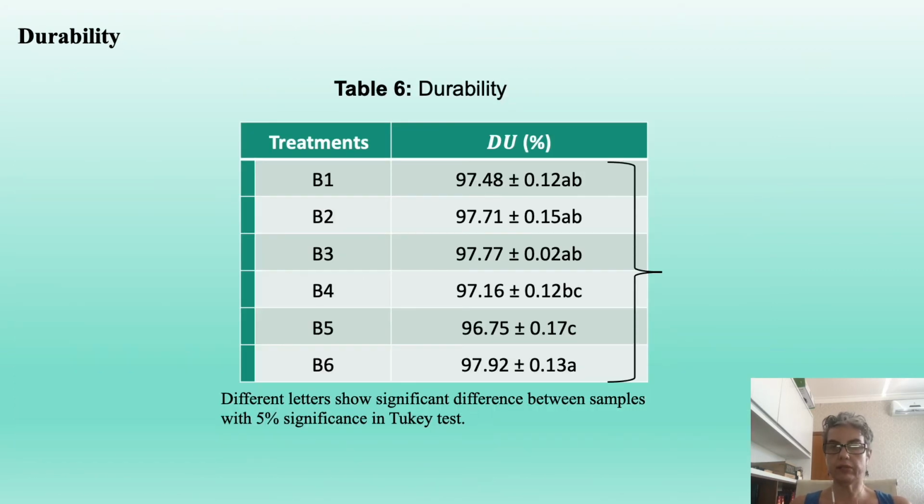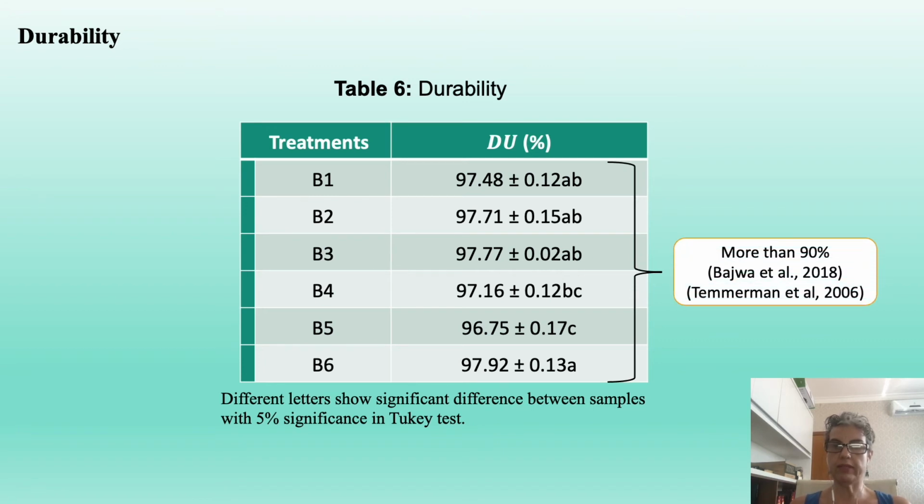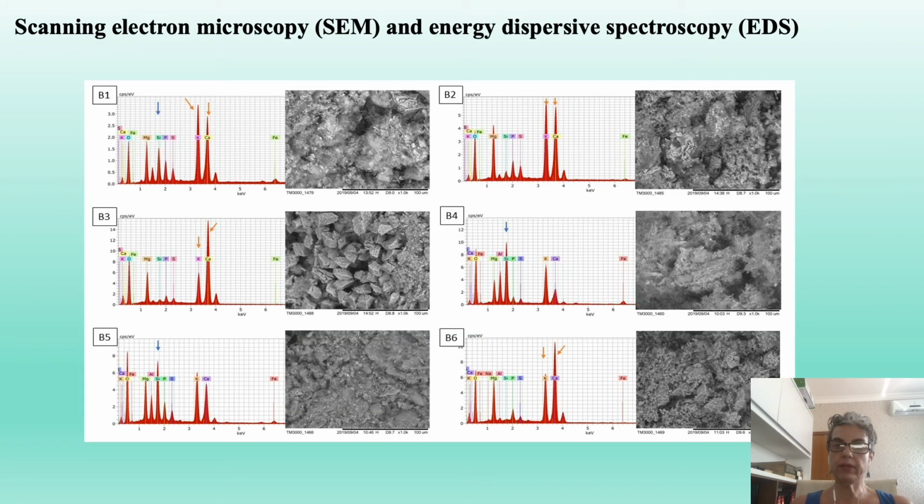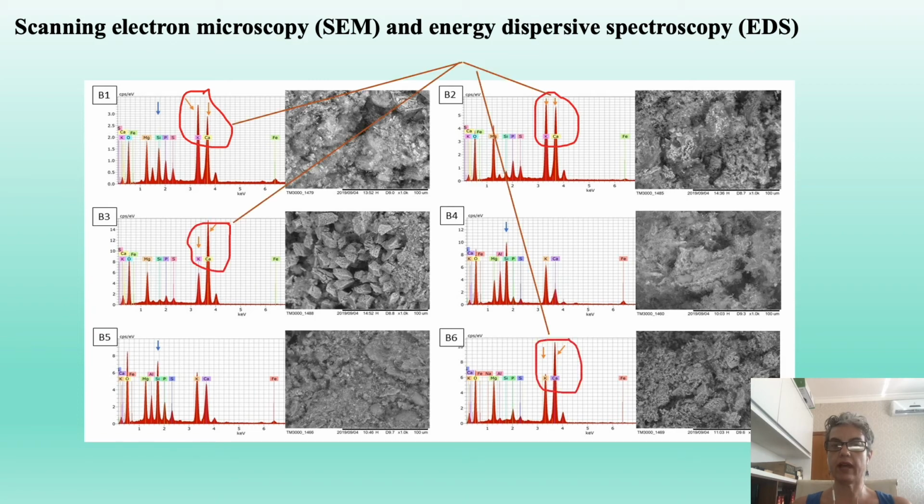Durability. In the literature, good values for durability are around 90%. So the results of the durability show that all the composition briquettes present good values, and these values guarantee the mechanical resistance of briquettes during transport and handling. When we look at the scanning electron microscope and energy dispersive spectroscope, we saw that B1, B2, B3, and B6 have high calcium and potassium, and B1, B4, and B5 presented high silica.